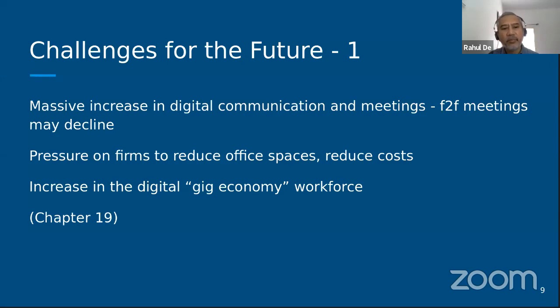One of my speculations, and I've written about this in magazine articles, is that there is likely to be a massive increase in digital meetings and communication, and face-to-face, in-room meetings will likely decline. I should tell you one of my unhappy experiences. I have been working on several government committees, and many times I used to be called on Thursday evening: come for a meeting tomorrow in Delhi. The secretary or the minister would like to have a meeting at 11 o'clock. So I'm here in Bangalore.